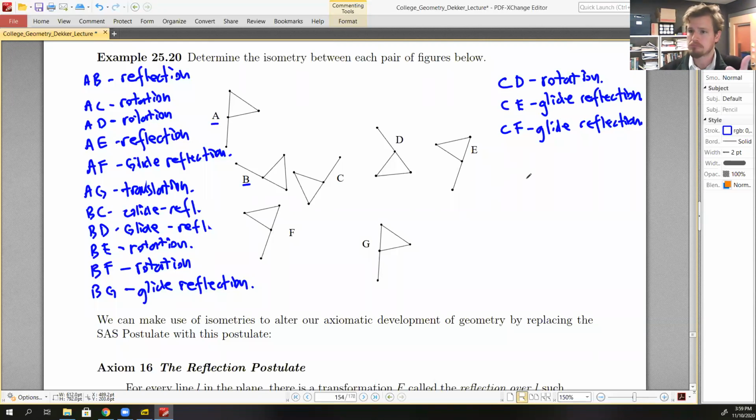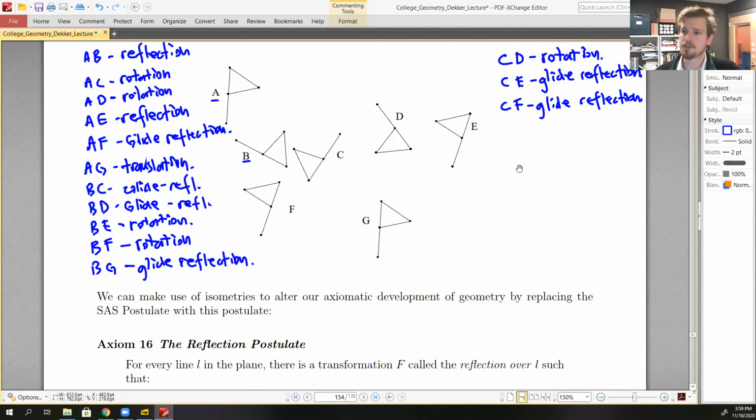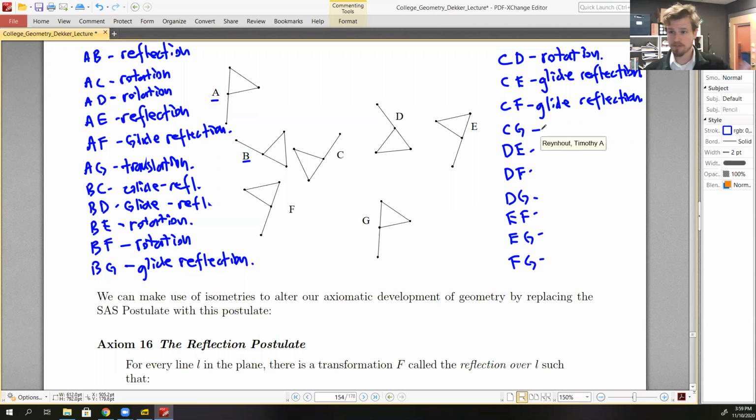And might as well give you guys an opportunity to give it a shot. So I'll let you complete the remainder of them. We've done more than half of them already, and I'll even tell you what the remaining ones are. So we have CG left, DE, DF, DG, EF, EG, and FG. So that's 7 for you guys to determine on your own.